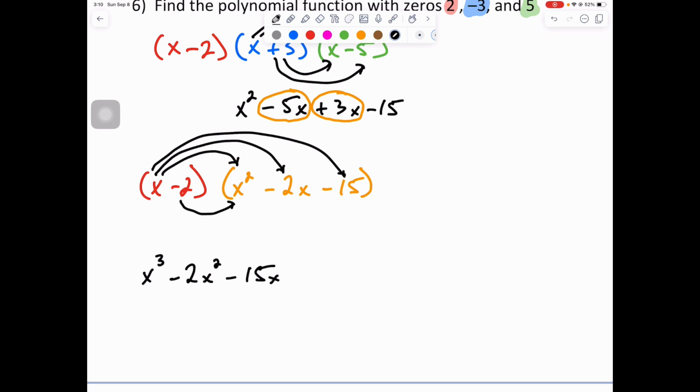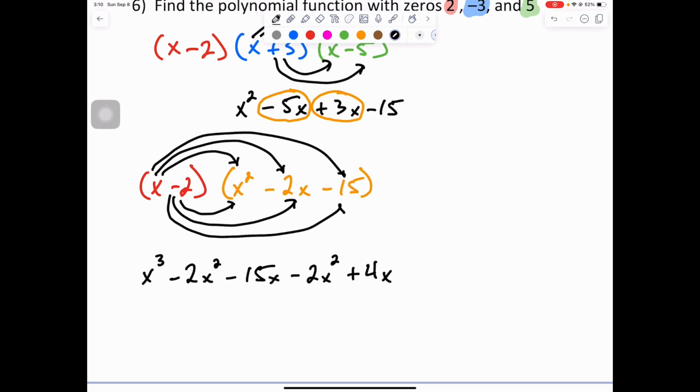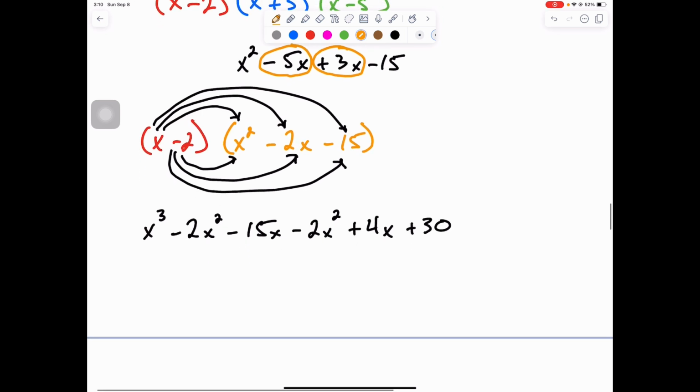Negative 2 and x squared. Let's multiply those. We get negative 2x squared. Then we'll do negative 2 times negative 2x. Negative 2 times negative 2 gives us a positive 4. Don't forget the x. Negative 2 times negative 15 gives us a positive 30. We combine like terms here, and then we're done.